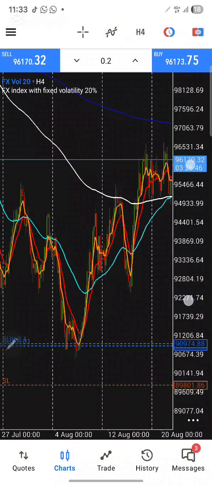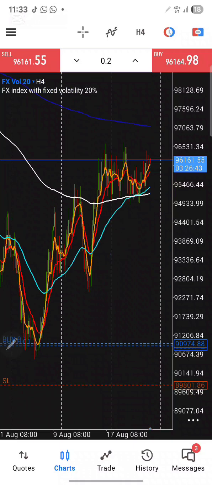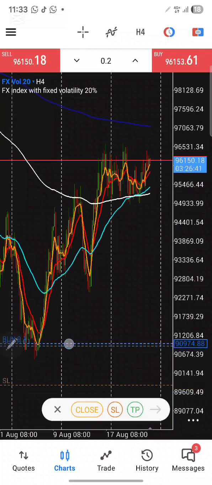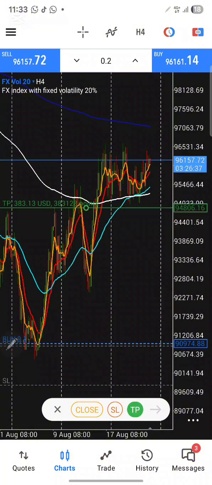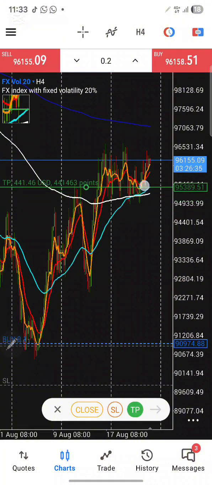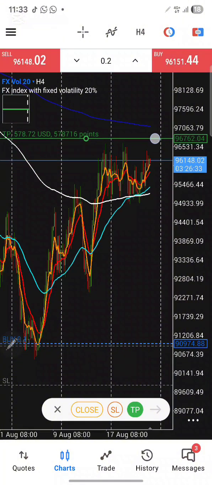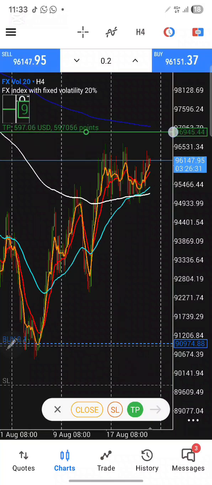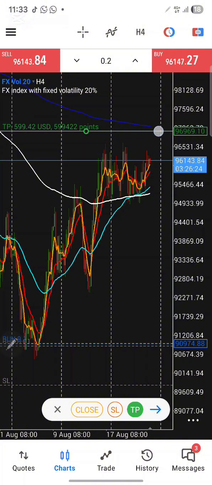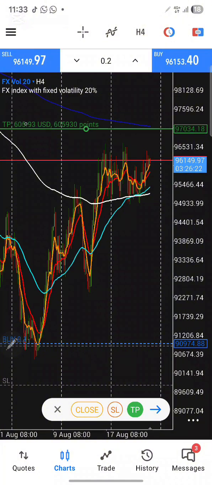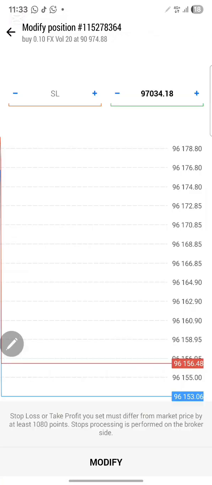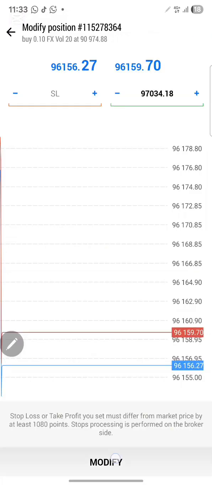And then the same applies to the take profit as well. If you click there, now you're not clicking on SL, you're clicking on TP, which is your take profit. So if my take profit is supposed to be, let's say I want to close the trade on $600, I'm going to place my take profit there on $600. So you check here, there's $600 there, and then I click on my arrow there and then modify.